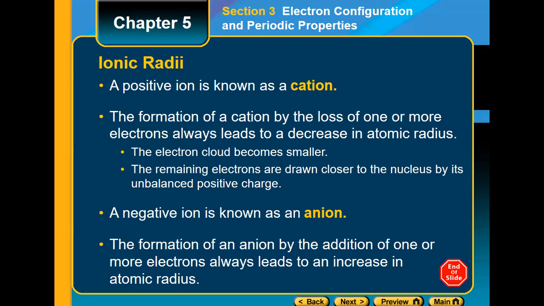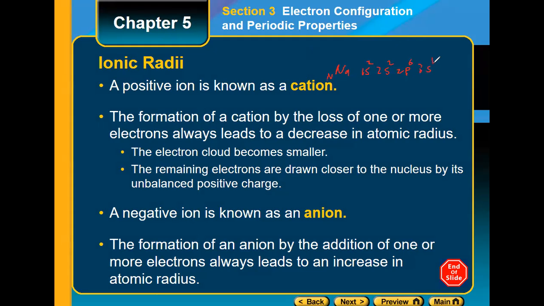So here we said that the formation of a cation, the formation of a positive ion by the loss of one or more electrons, always leads to a decrease in the atomic radius. Why? Because simply when we lose an electron, we may lose some energy levels in the case of metals. Sodium, for example, Na 11. The electron configuration is 1s2, 2s2, 2p6, 3s1.